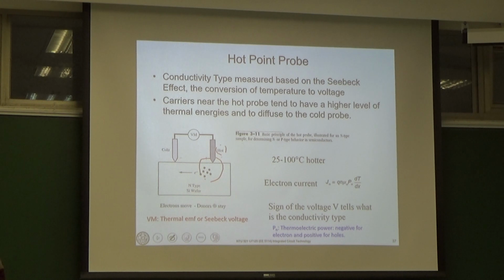Once we apply a voltage, or an electrical field, between these two probes, these carriers will move, right? For example, this is an N-type silicon wafer, so that will generate more electrons.